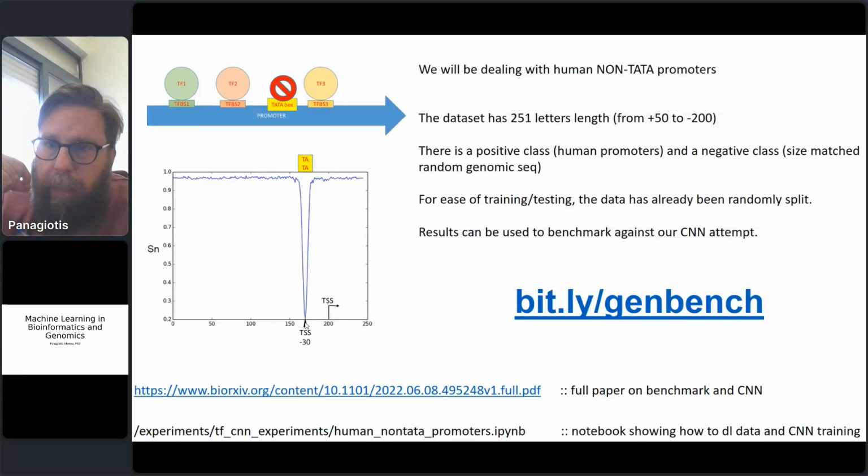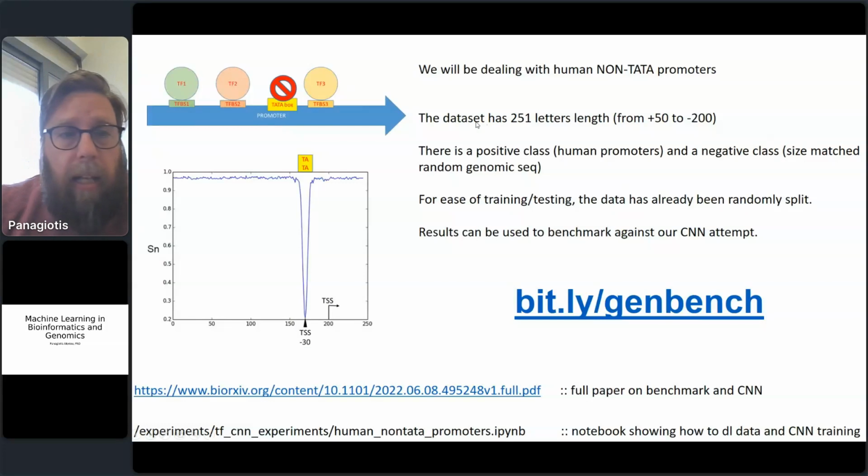So what we will be dealing with today, we will not be looking at Tata promoters, which are much easier to find because of the TA sequence. We will be looking at human non-Tata promoters. There are thousands of them that do not have this Tata box that is easy to find. These transcription factor binding sites can be in many different orientations. There are thousands of them, so you can really go exhaustively and look at that.